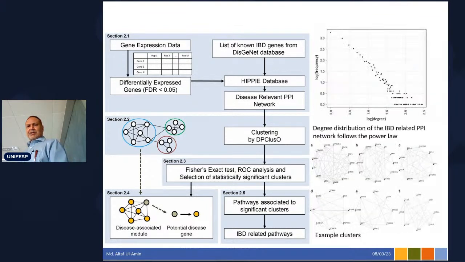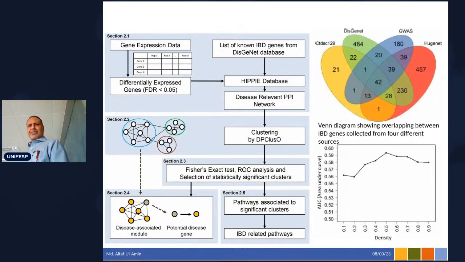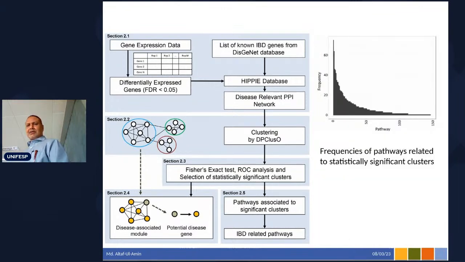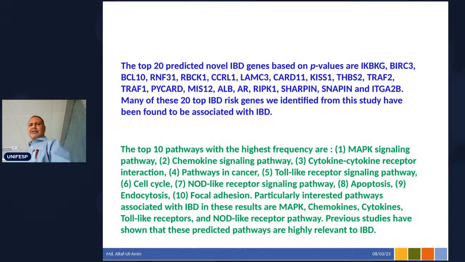Okay, so then we check whether the network's degree distribution follows the power law. Most biological networks usually follow power law degree distribution. And we also did some ROC analysis to find out a good set of clusters. And also this way, with high frequency pathways, we selected the pathways for IBD. And these are the 20 new genes. We said that they are IBD related genes here, and 10 pathways that we detected by our methods as related to IBD. And in our paper, we have given details and evidence in support of this finding.